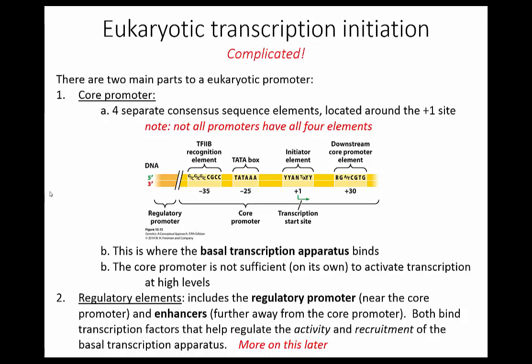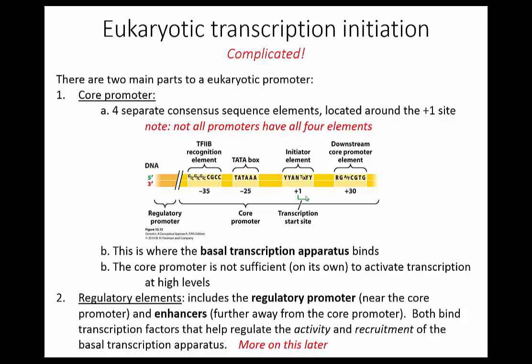If you look at eukaryotic promoters, you're going to find a lot of diversity in these promoters that are all regulated by RNA polymerase II. There are 4 known consensus sequences, and most promoters have some combination of these 4. Not all promoters have to have all 4 of them, but they have to have some combination of them.